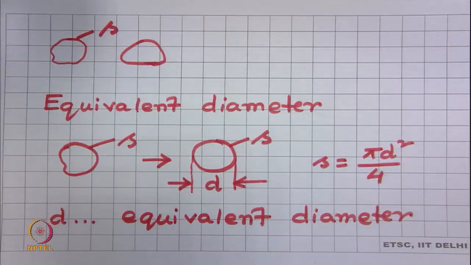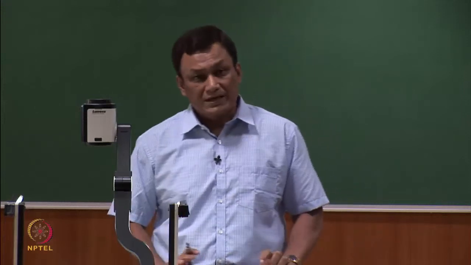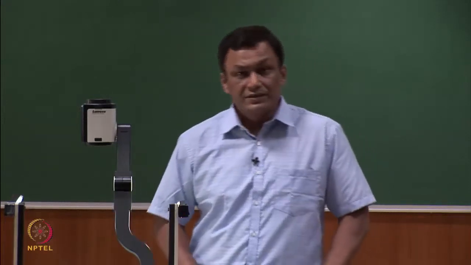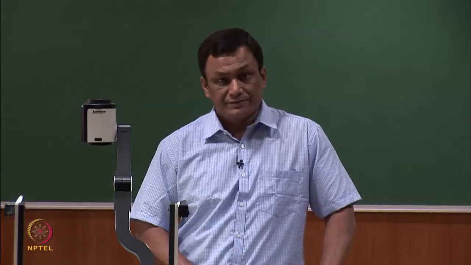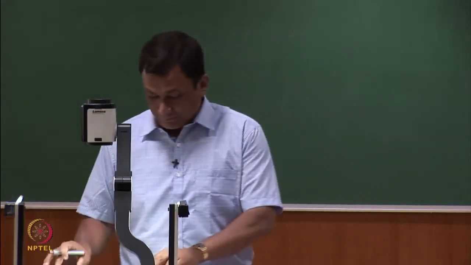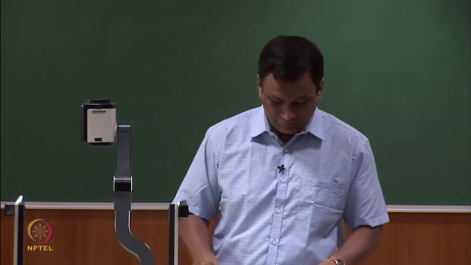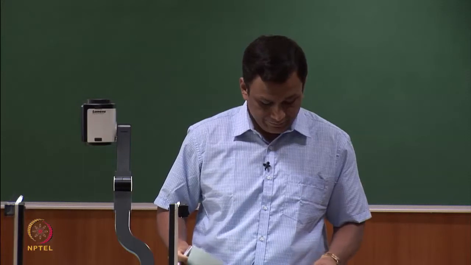That means, if a fiber cross section is circular, we use the term diameter, and if a fiber has a non-circular cross section, then we use the term equivalent diameter. And this is the way we practically determine equivalent diameter. Right.